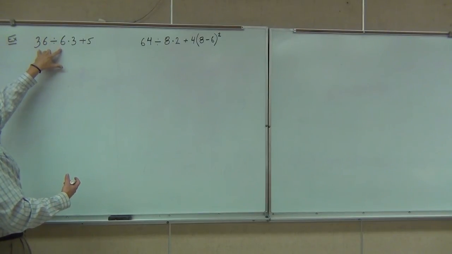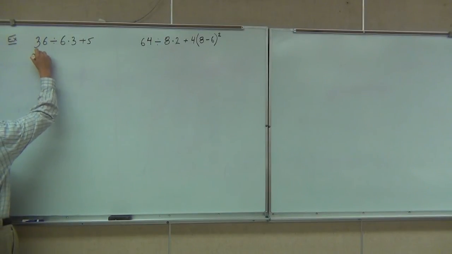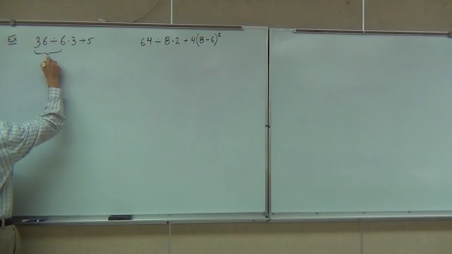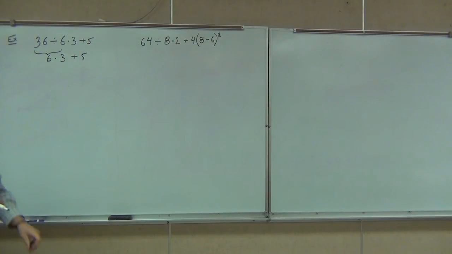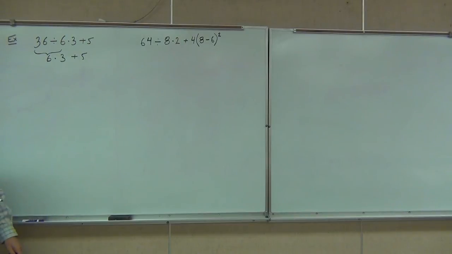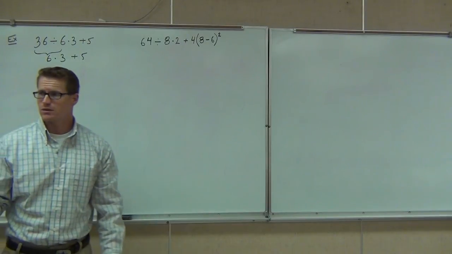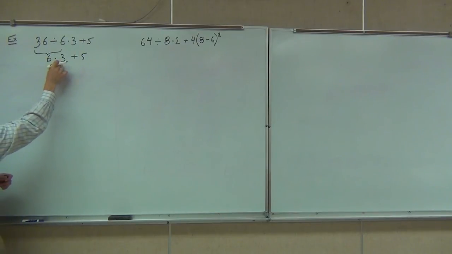The first step is this 36 divided by 6. So we're going to do that little part. We're going to get 6 times 3 plus 5. So the 36 divided by 6 is 6. Then we still have the rest of that problem. The next thing we'll do is we'll look at multiplication and division still, in case we have any more, we'll do that piece of the puzzle. So the 6 times 3, what's that give us?